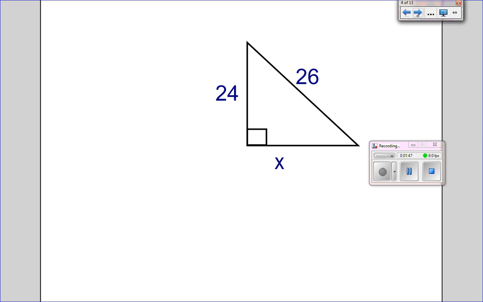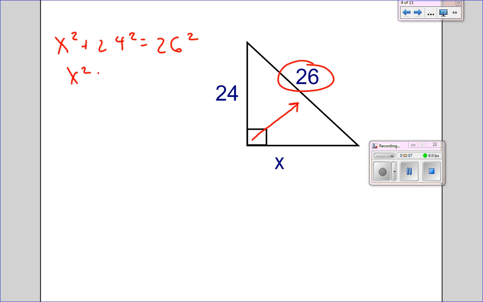So let's look at some problems. Here we have 24 and 26 and x. So let's say you don't remember any of the triples and you just use the Pythagorean theorem. First, identify your hypotenuse. Well, the hypotenuse will be across from the right angle, so 26. So that means the other two sides go together. So x squared plus 24 squared equals 26 squared. X squared plus 576 equals 676. To move a plus 576, you subtract it. So x squared equals 100.